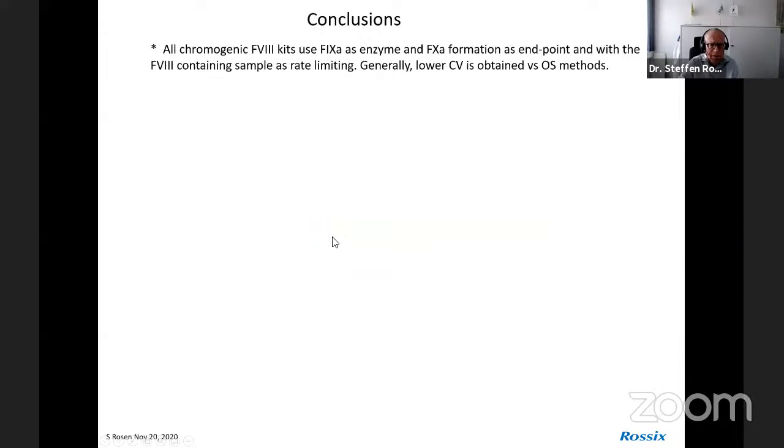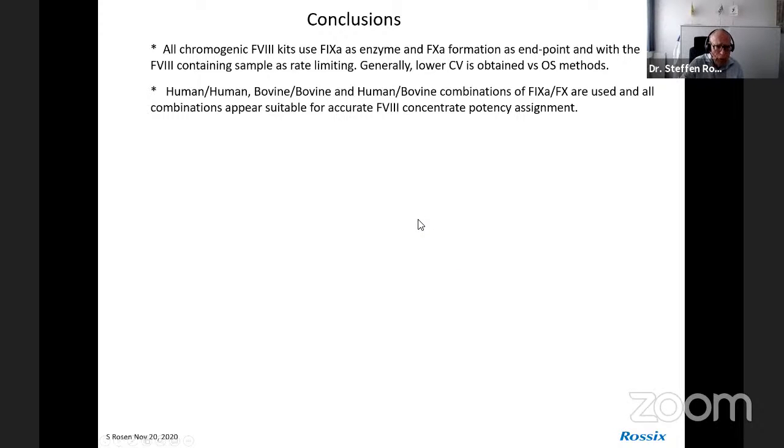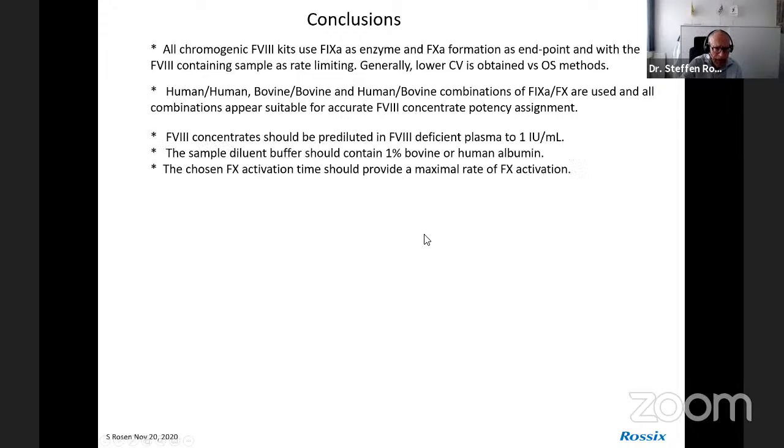All chromogenic FVIII kits use factor 9A as enzyme and factor 10A formation as endpoint, with the factor VIII containing sample as rate limiting, and generally lower CVs are obtained. Human-human, bovine-bovine, and human-bovine combinations of 9A and 10 are used, and all combinations appear suitable for accurate factor VIII concentrate potency assignment. A factor VIII concentrate should be pre-diluted in factor VIII deficient plasma to 1 unit per ml.